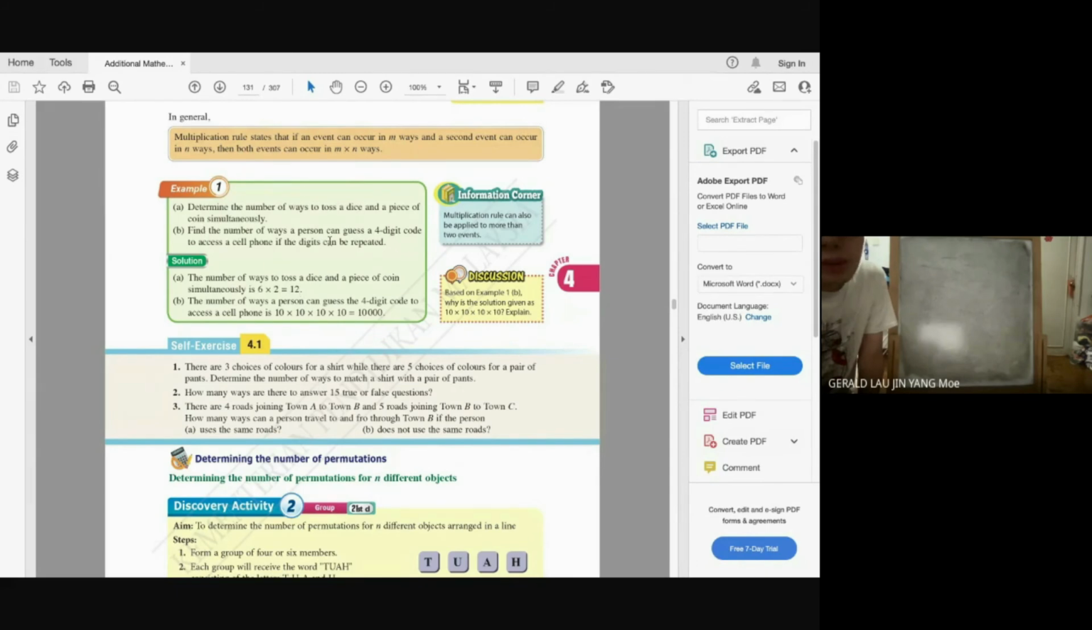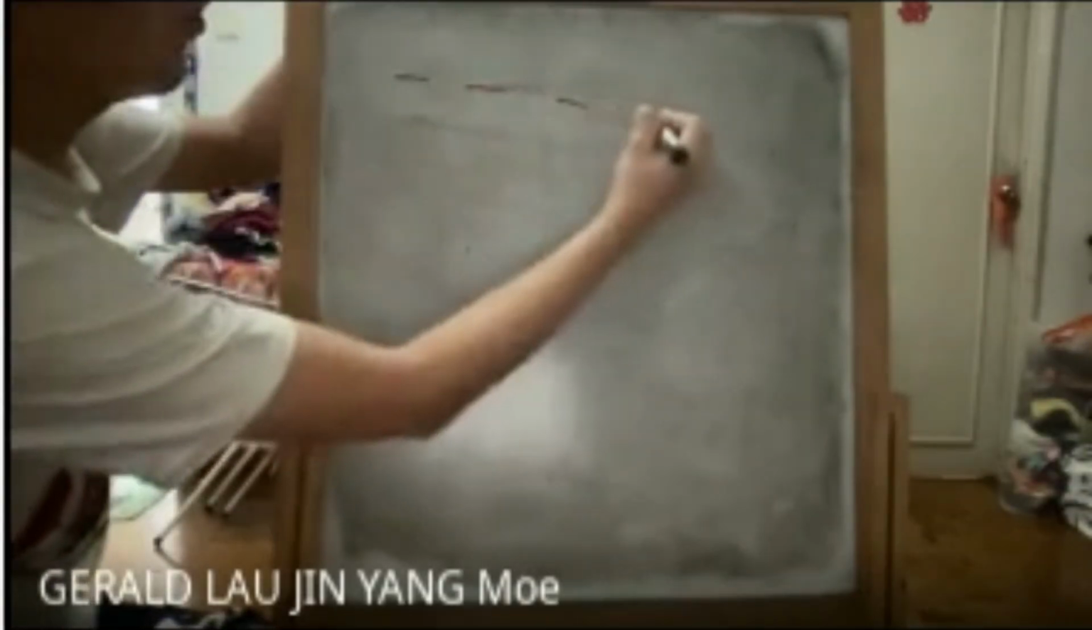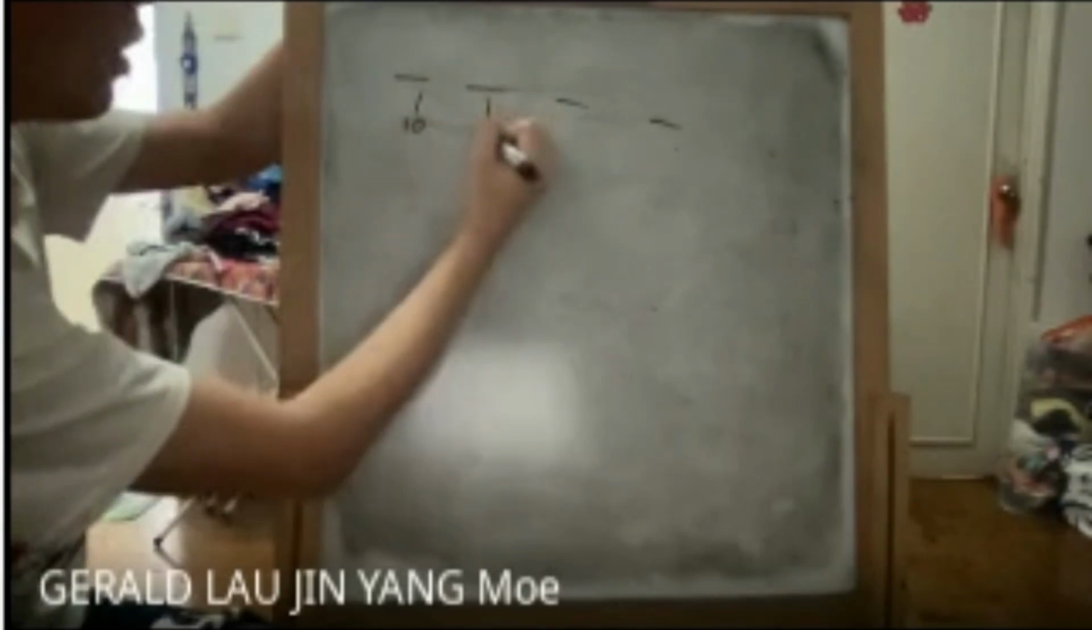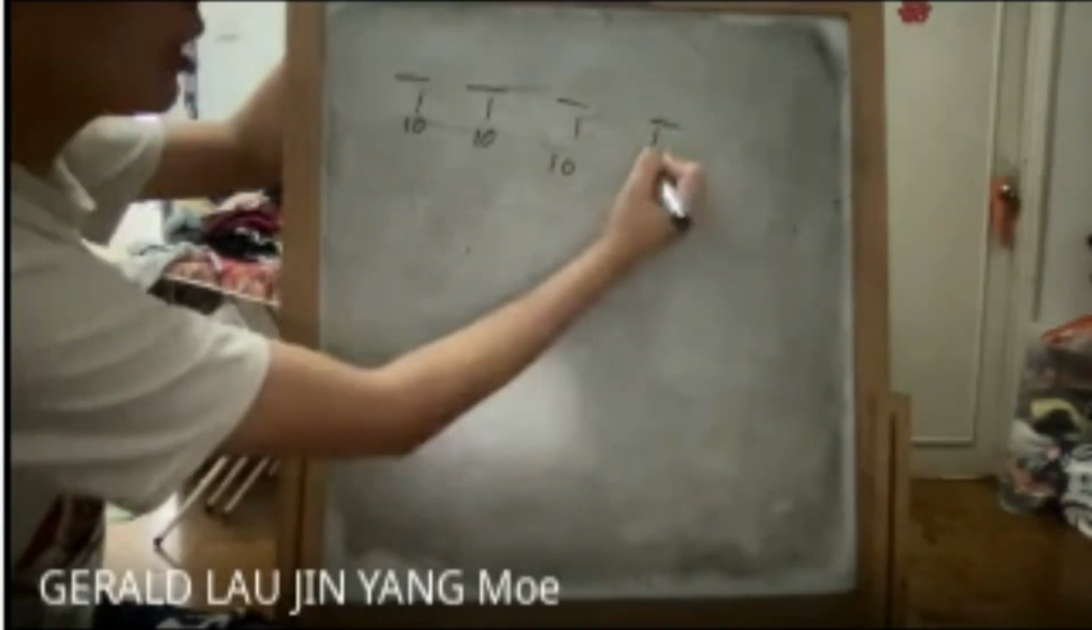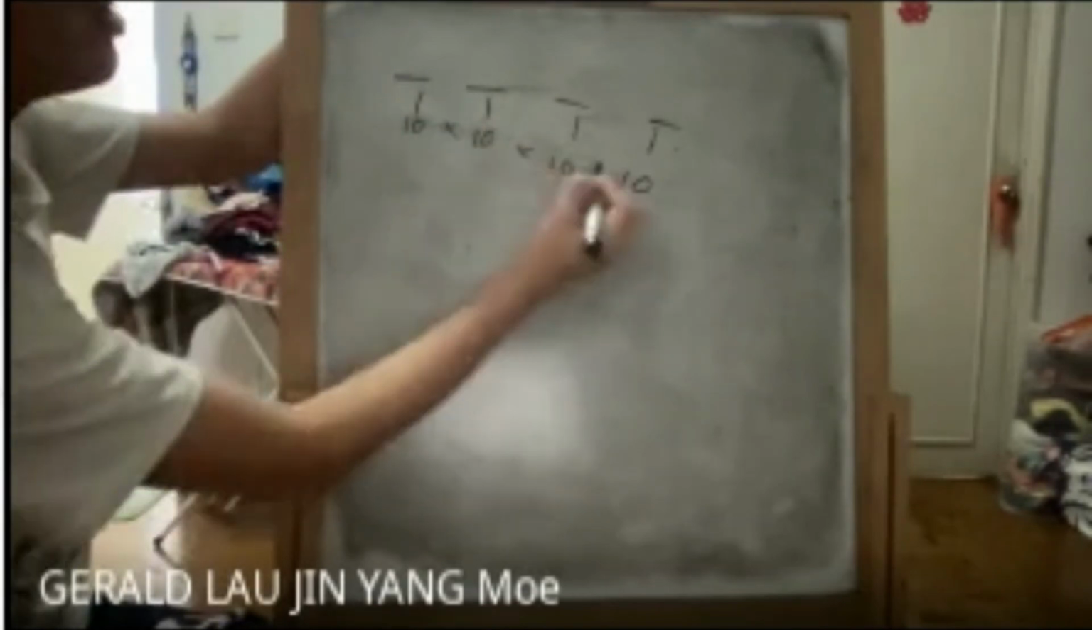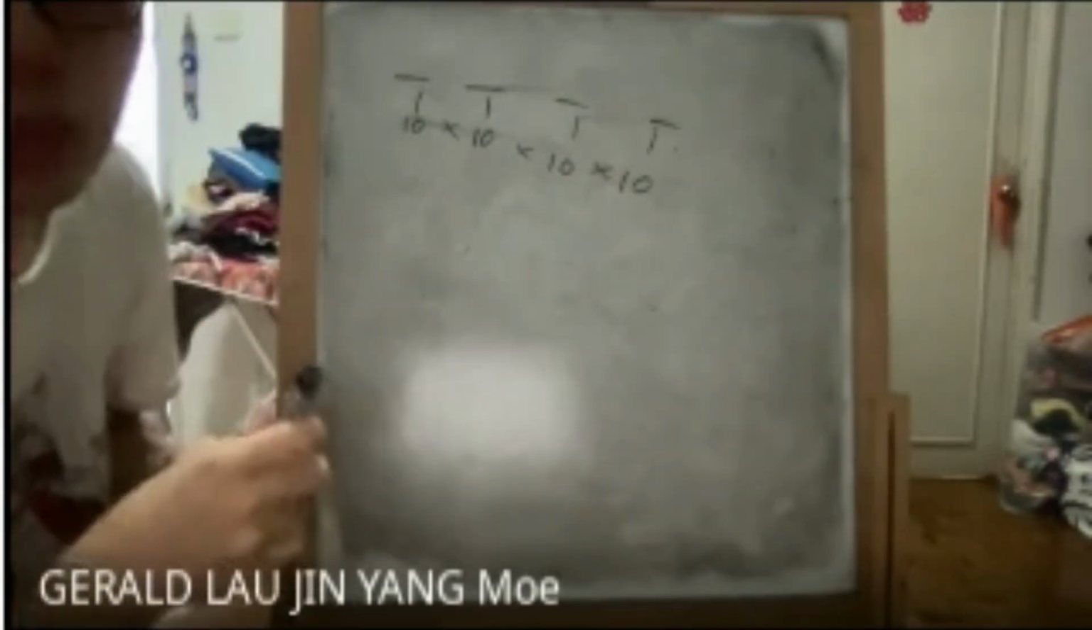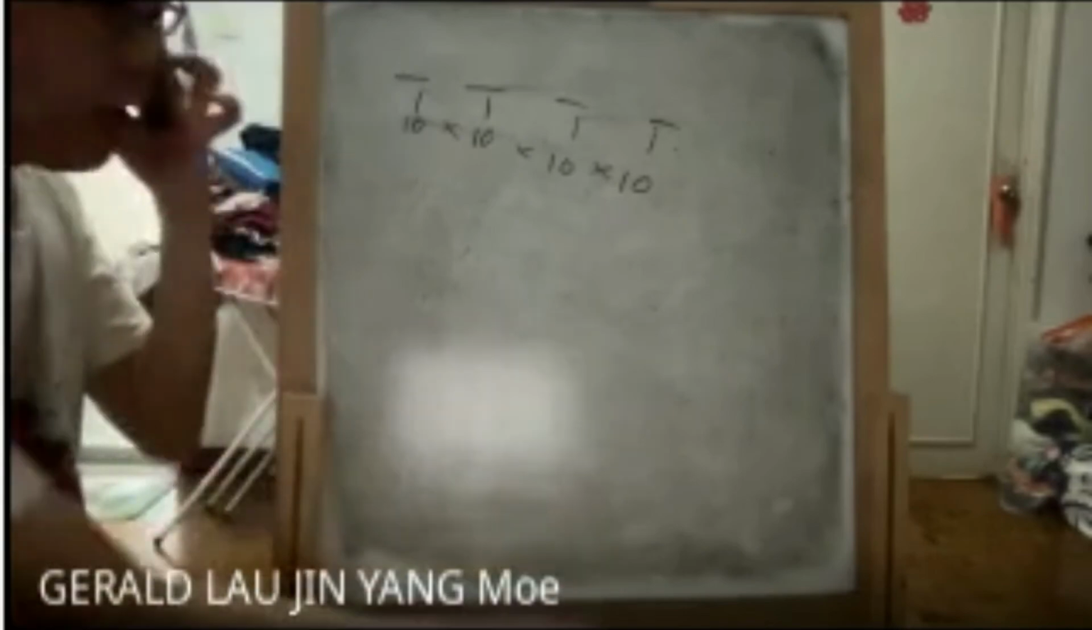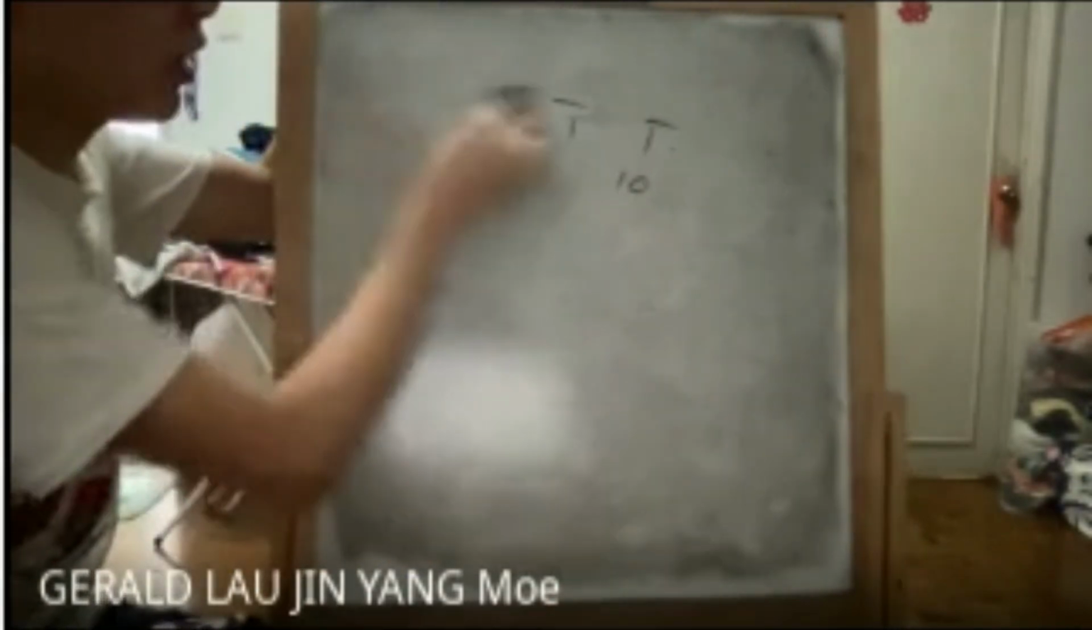Find the number of ways a person can get a 4-digit code to access a cell phone if digits can be repeated. For a single digit, we have 10 digits total: 0, 1, 2, 3, 4, 5, 6, 7, 8, 9. When it's 4-digit, look at the whiteboard, you see 1, 2, 3, 4. Here there are 10 possibilities, here 10, here 10, here 10. So you just times each, and you get 10,000 ways to guess the 4-digit code. Can you understand?